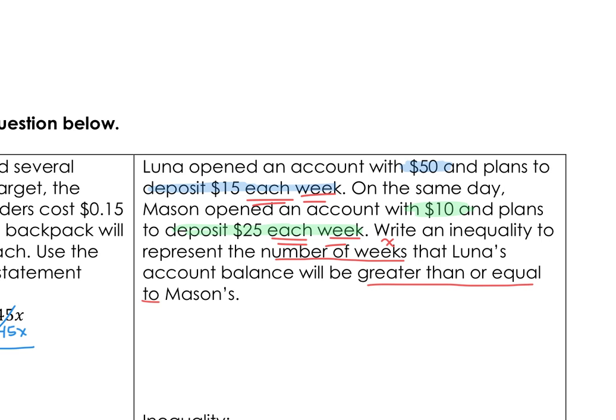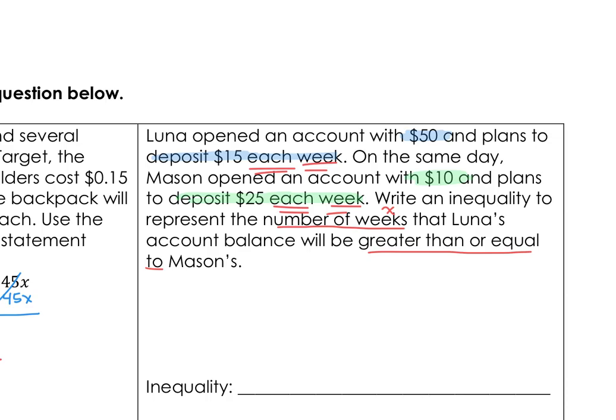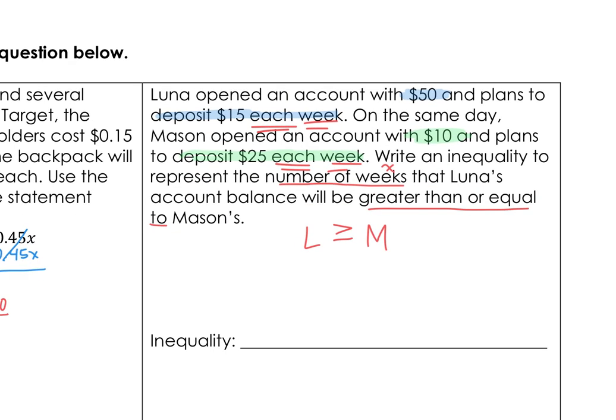So that word problem made it very easy for me to know what inequality symbol I got to use. It literally said greater than or equal to. It didn't say like at least or at most or blah, blah, blah. Greater than or equal to. So we are writing an inequality that's going to be when will Luna's account be greater than or equal to Mason's?